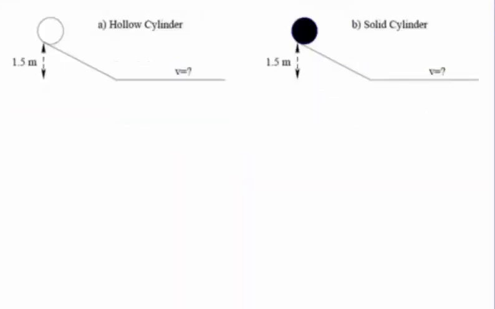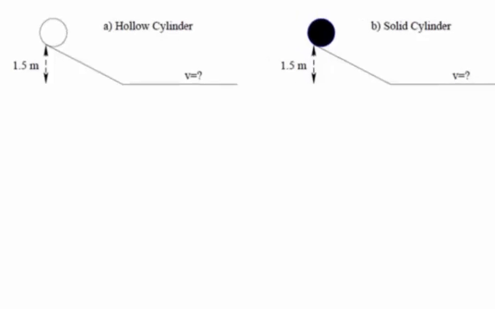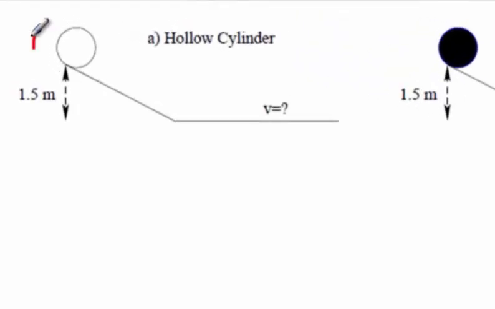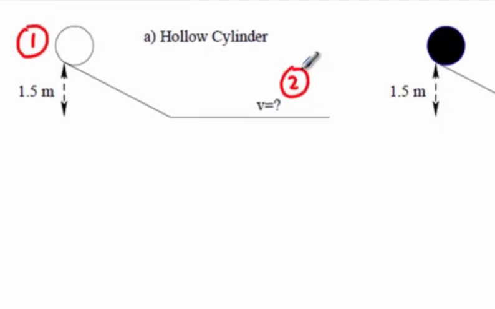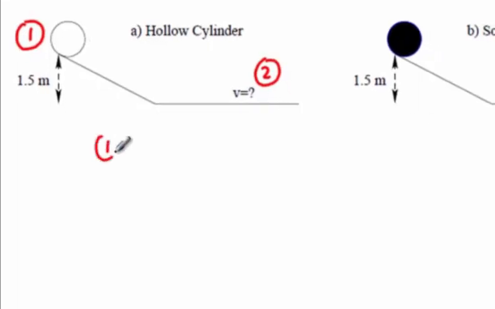The style by which we solve an energy problem is to identify two moments and then connect these moments with energy principles. In this problem, the two moments are clearly the moment just before the hollow cylinder is released and the moment after the hollow cylinder is rolling across the flat surface. We will connect moment 1 to moment 2 using the principles of energy.